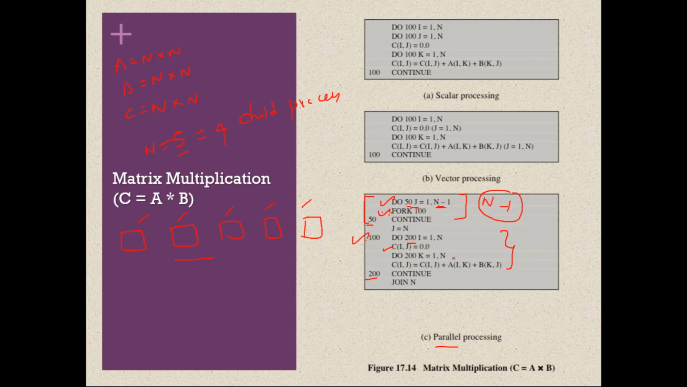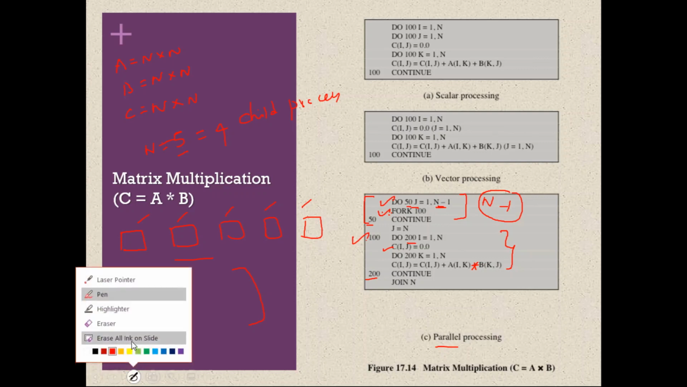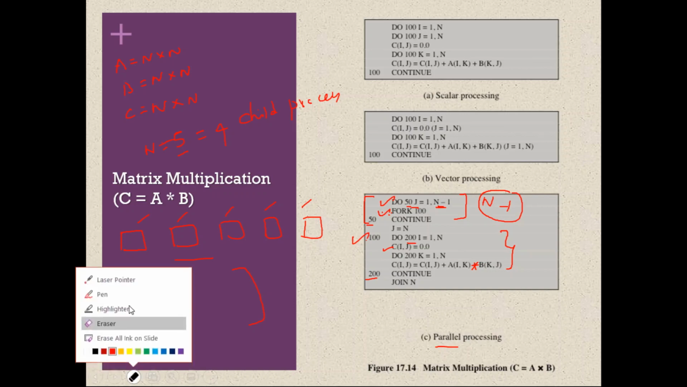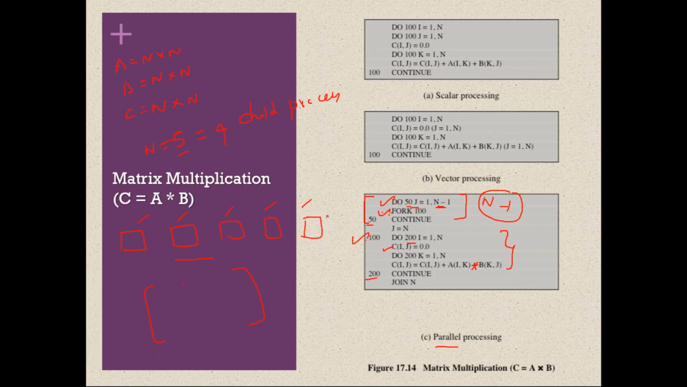Do 200 k equal to 1 comma n. C of I comma j equal to C of I comma j plus A of I comma k into B of k comma j, right? See here how it works. Let us assume the resultant matrix contains 3 rows and 4 columns. Initially it is nothing, even the 0 is not there. So now let us see how 0 is filled first in the resultant matrix. That part let us try to understand, that will help us to know how it works.